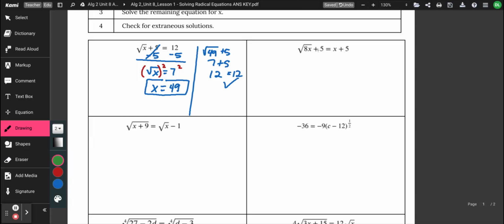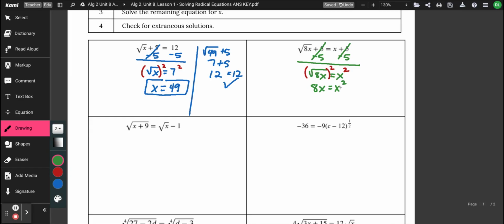Okay, on the next one, find your radical. That's the square root of 8x, and then we need to isolate it. So again, we're going to subtract 5 from both sides. Now this time it cancels on both, so I'm going to end up with the square root of 8x equals x. Okay, and now I have to get rid of the radical, so I'm going to square both sides. So then on the left side, I'm just left with 8x. On the right, I'm left with x squared.